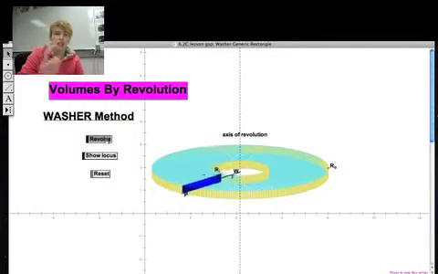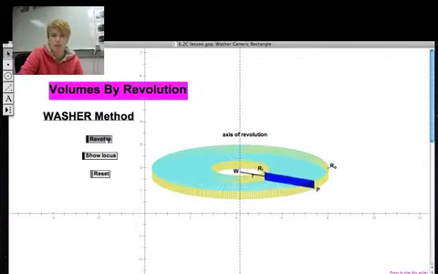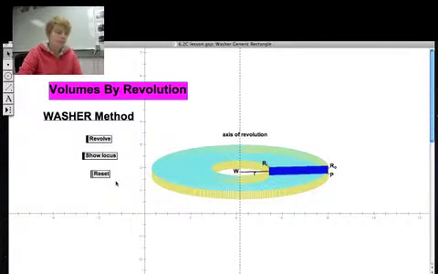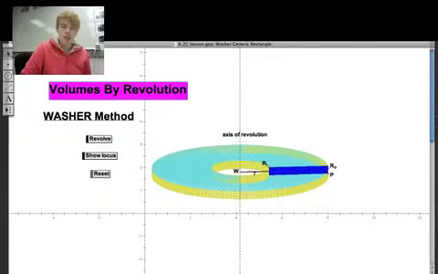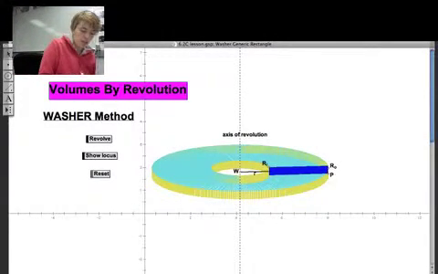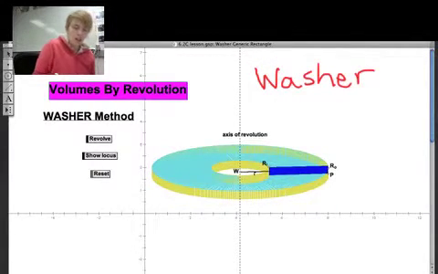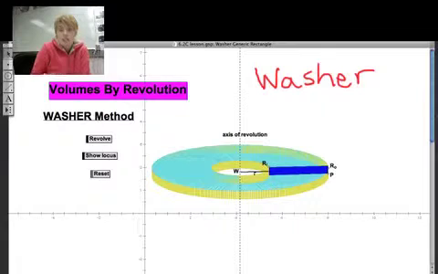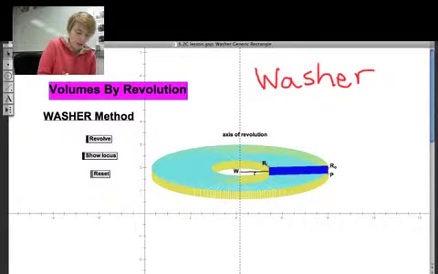So you can see this thing spinning around. I'm going to stop it right about there, and I'm going to write on the screen here. The name of this thing is called the washer method. So this is basically a washer. And essentially what it is, it's a disc with a hole in the center of it. So a disc with a hole.